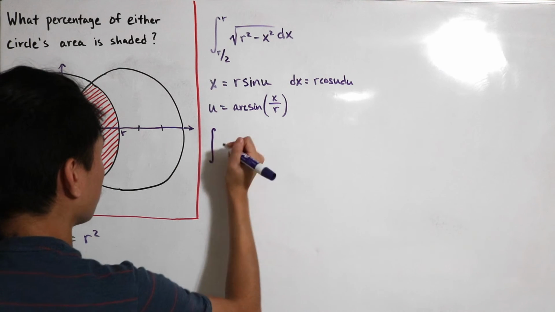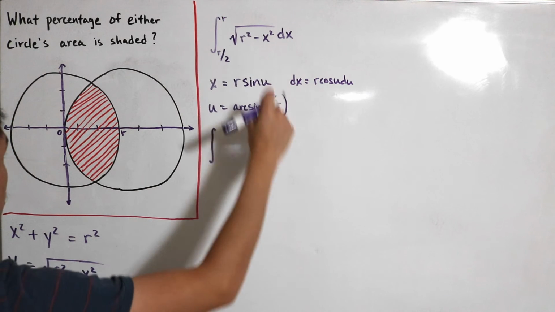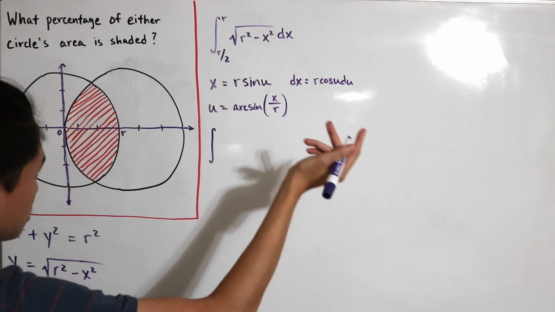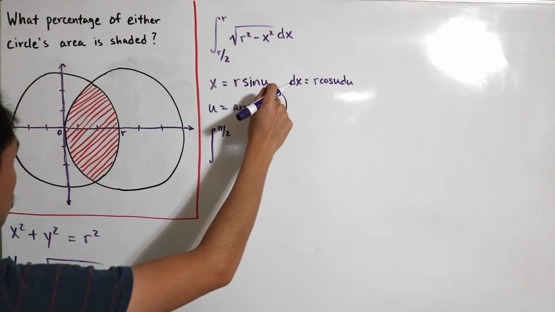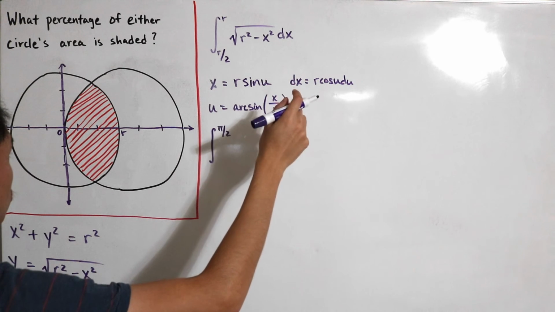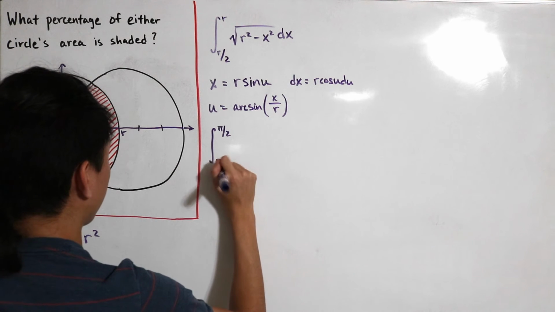So we have to calculate our new bounds, since our new integral will be in terms of u. If I plug r in here, that means arc sine of r divided by r, arc sine of 1, that's pi over 2. And then if I plug r over 2 in for x, this is arc sine of r divided by 2, so that means it's just 1/2, therefore this is just pi divided by 6.